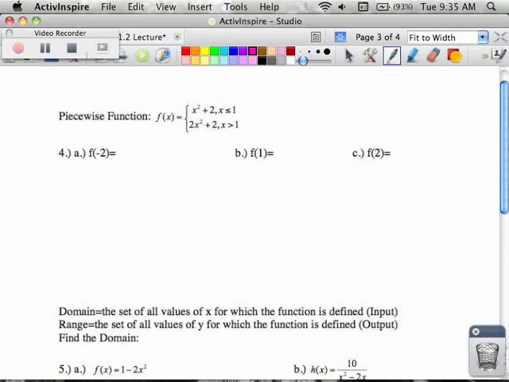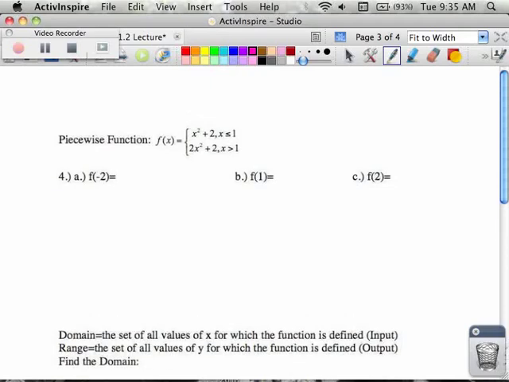Piecewise function. The first thing I want you to know is whenever you see some kind of function notation with a brace, that's going to be what they call a piecewise function. Piecewise means I have more than one part to my function. And the way this works is there's a condition put on. So at the end of this stuff, you'll see these x less than or equal to 1 or x greater than 1 conditions. Those are conditions.